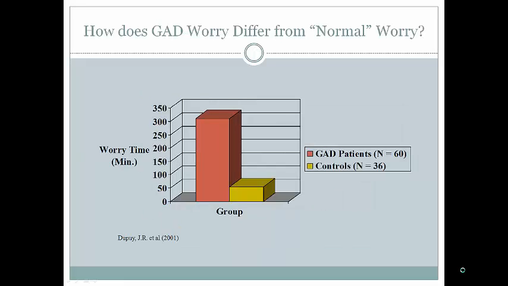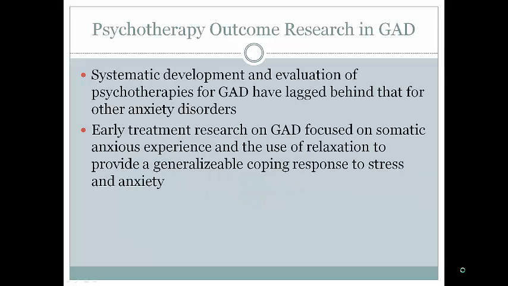Now, here's how we differentiate GAD worry from normal worry. Patients with GAD are worrying over 300 minutes per day, whereas the average person is worrying more like an hour a day. So we all worry, that's normal. Worrying about an hour a day, interspersed, is perfectly normal. But when you're spending 5 hours a day worrying, that is very disproportional, and you can see there's a huge difference between those with a diagnosis and those without.